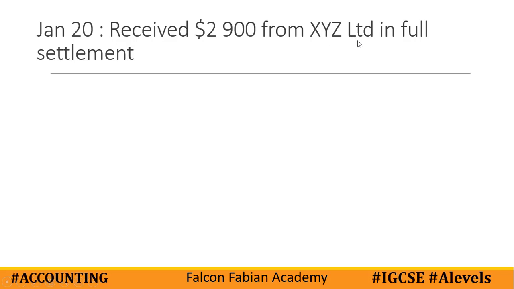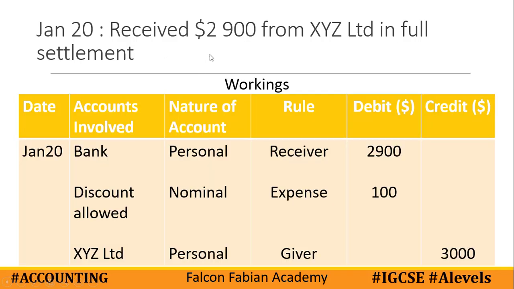So in this transaction, let us see how many accounts are there. So first of all, money is being received. So one account is bank account. Now the business is allowing discount of $100 to XYZ Limited. Therefore, the second account is discount allowed. And the third account is the account of the person who's making the payment, that is XYZ Limited.